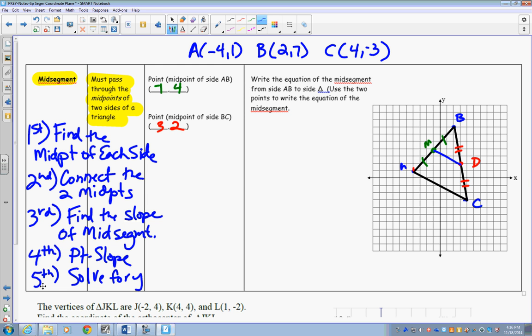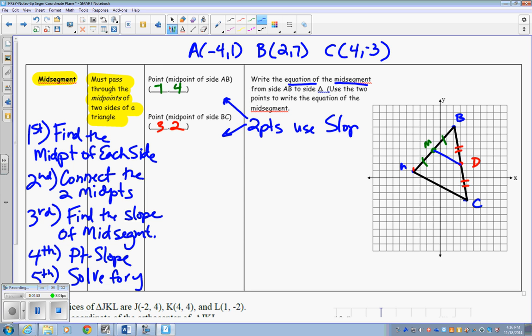Okay, so now that I have connected the two midpoints and drawn the mid-segment, I can find the slope, because we're going to have to write the equation of the mid-segment. They want us to write the equation of the mid-segment from sides AB and BC of the triangle, which are the two sides of the triangle. So basically, since we need to find the slope, there are two ways you can do that. You can use your 2 points, which we have over here, and we can use the slope formula.